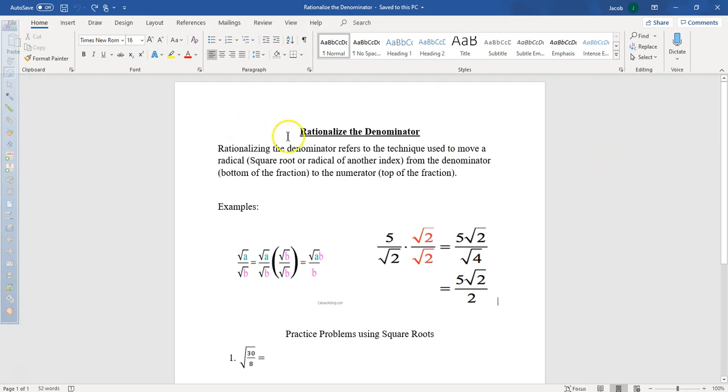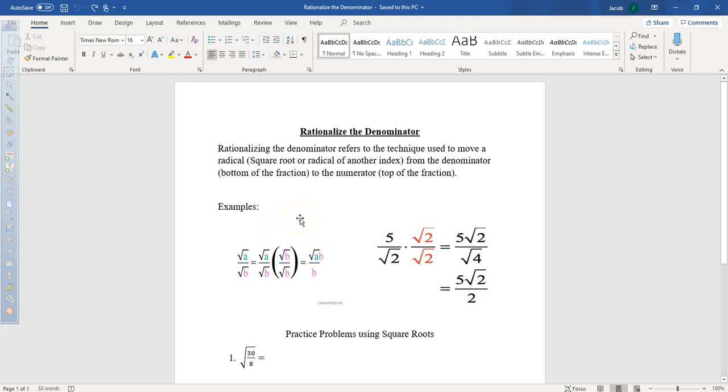Today we're going to be talking about rationalizing the denominator. On the IXL assignment that you have, if you're one of my students from Liberty County High School, some of the questions on multiplying and dividing radicals are going to require you to rationalize the denominator as part of your answer, which means to take the radical from the bottom and move it to the top.